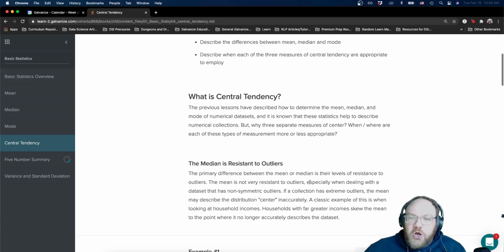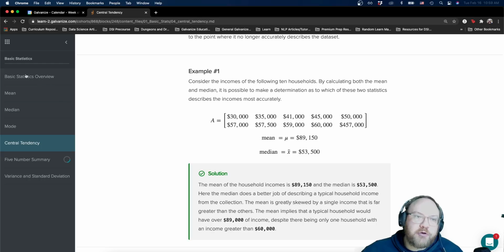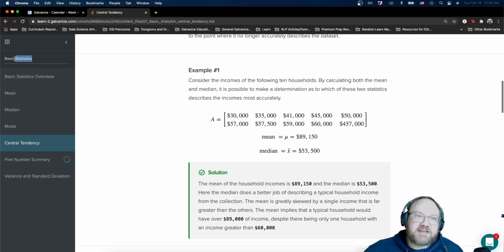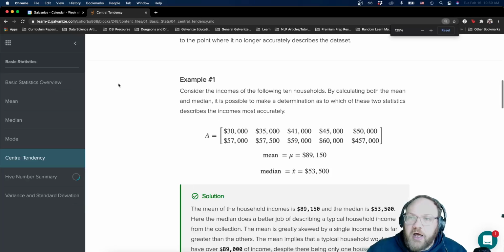In our experiment, we showed that red was the car that was the most frequent. So, when we're looking at a data set, it's important for us to choose the appropriate one of these to describe that data set, right? When we're talking about basic statistics, we're talking about descriptive statistics. We're trying to describe our data set with just a limited number of parameters, in this case, a measure of center.